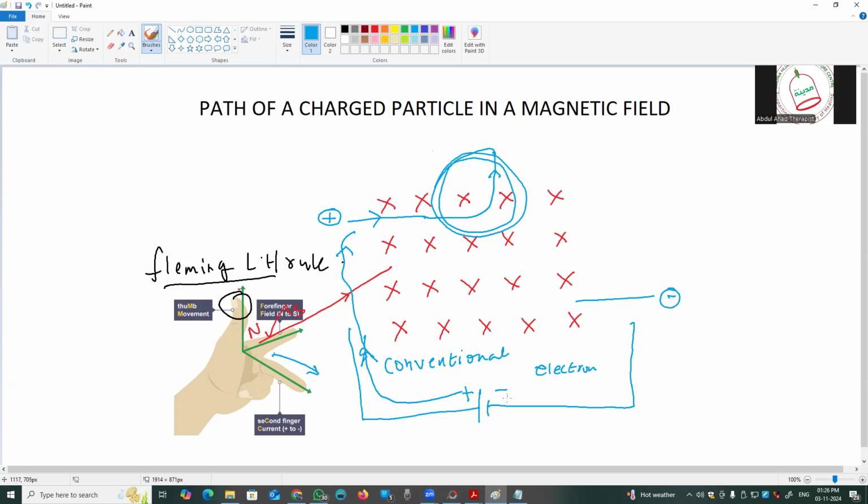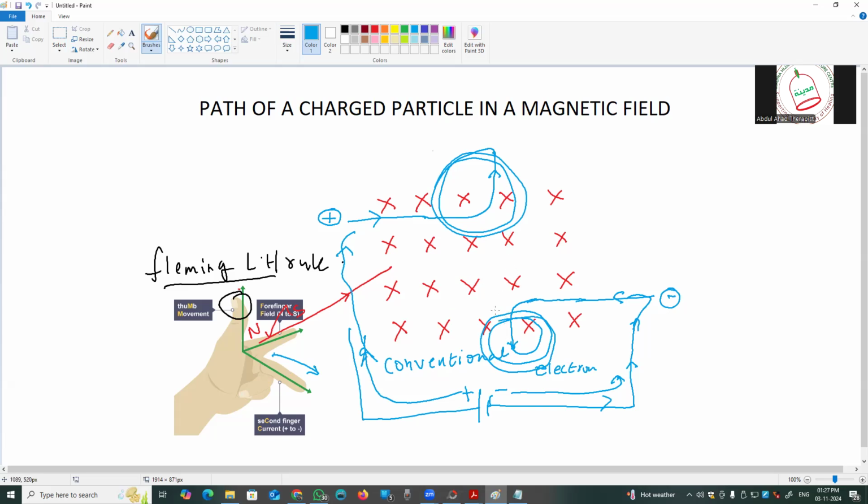So from where does the electron flow? From the negative terminal. It goes like this, okay? And it comes in the opposite direction with respect to the positive charge, right? So when it comes like this, now based on Fleming's left hand rule, it will bend downwards or it will go to the south, let's say. And again, it makes a circular path, keeps moving in a circular path, right?